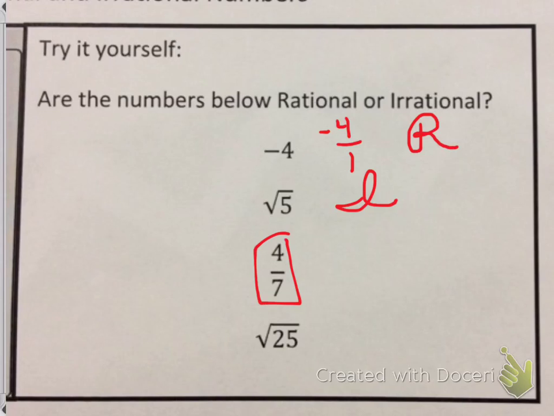4/7 is a fraction, so we know it's rational. And the square root of 25, when you do that on your calculator, you get 5. 5 is a whole number, and we know whole numbers are rational.